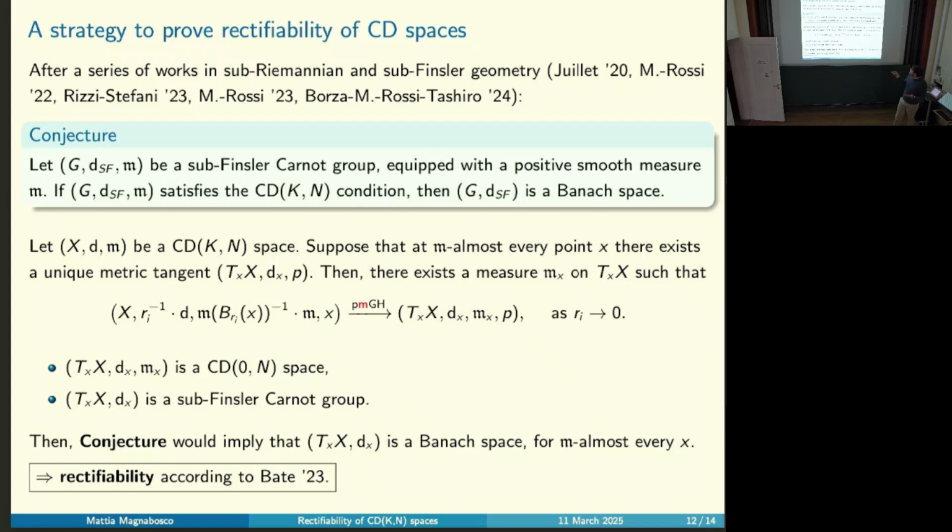It's assuming that the metric tangents are unique almost everywhere. Then we will see Carnot groups at the limit. Then we'll use this conjecture to prove that the tangents are Banach almost everywhere, and then using Bate's result to conclude the rectifiability. Okay.